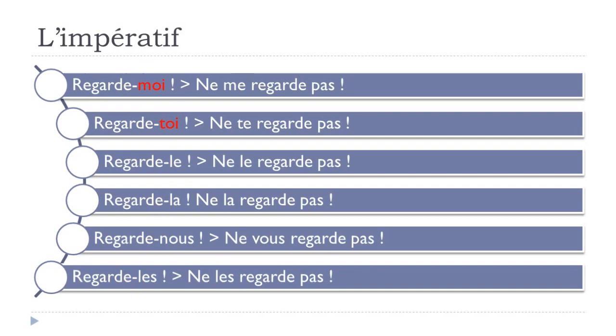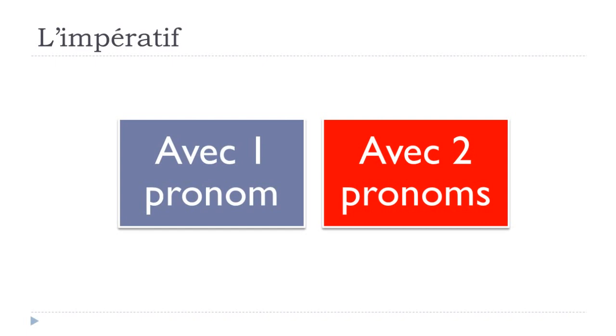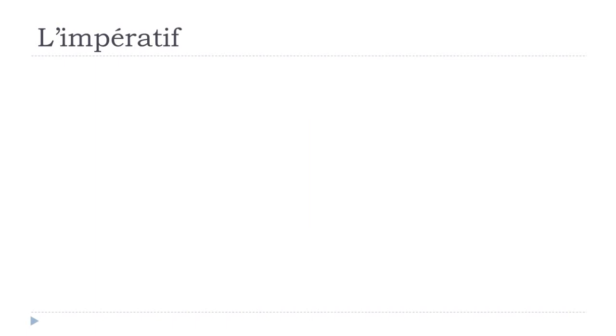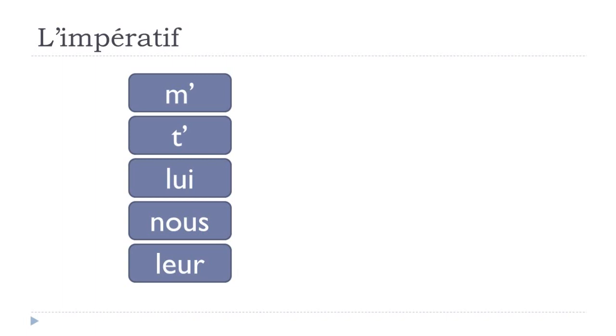Okay? Now, if you want to put two pronouns in your structure with the imperative, it's not really rare to use that, okay? But of course, as usual, we've got quite strict rules, and that's the thing. The first part that you will have will be me or m apostrophe, te or t apostrophe, lui, then nous, and leur, okay? So that will be the first thing that you will have to put, and after that will come your pronoun en, okay?